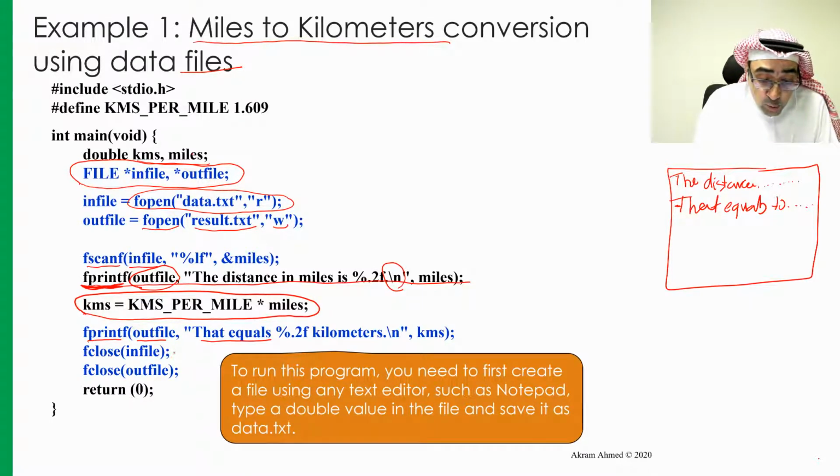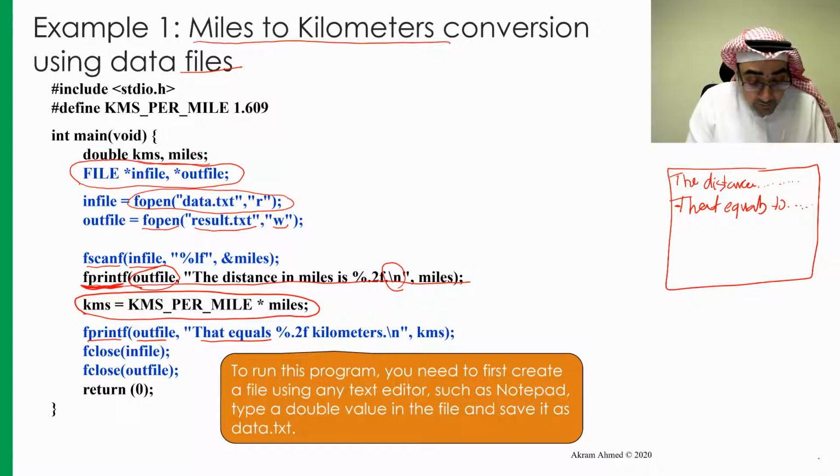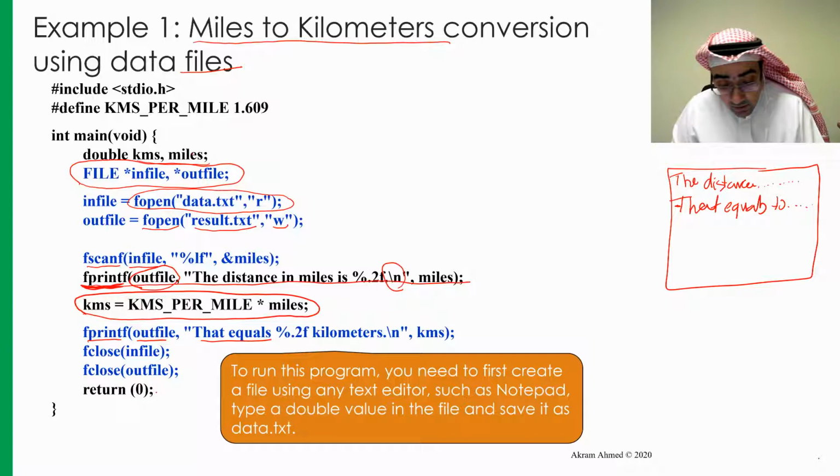Then notice we close the in file, so whatever file, the data.txt we were reading, it's going to close the data.txt file. Now we cannot read from that file. And then we're going to close the output file. When we're closing the output file, we're asking the operating system to please flush all the data into the file and put the end of file character inside the file, okay? And after that, we have the return 0, so our program is going to stop.